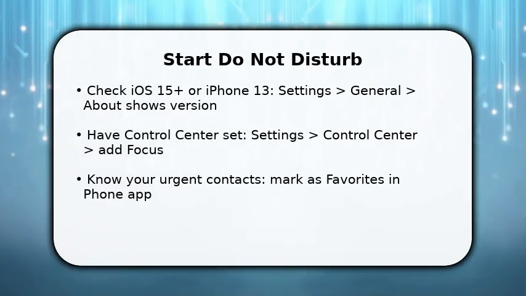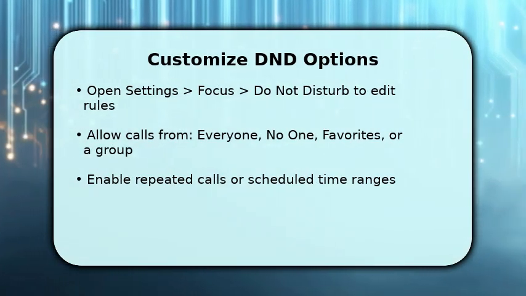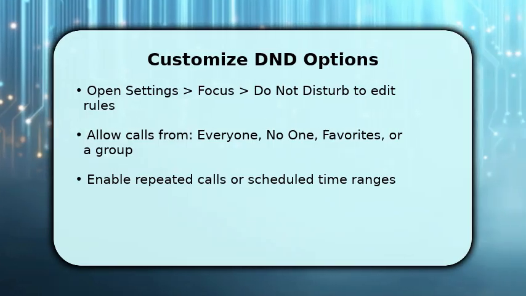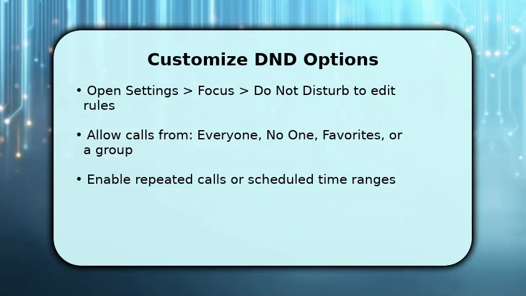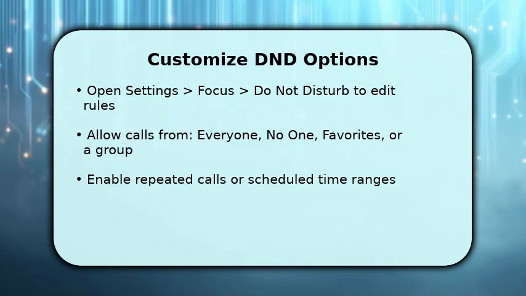You now customize how Do Not Disturb behaves and why it matters. Open Settings, tap Focus, then Do Not Disturb to set who can reach you and which apps may notify. Choose Allow Calls from to permit favorites or specific groups. This keeps important calls through.